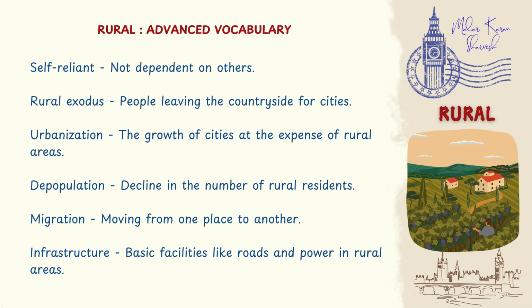Rural exodus, people leaving the countryside for cities. Urbanization, the growth of cities at the expense of rural areas. Depopulation, decline in the number of rural residents. Migration, moving from one place to another. Infrastructure, basic facilities like roads and power in rural areas.